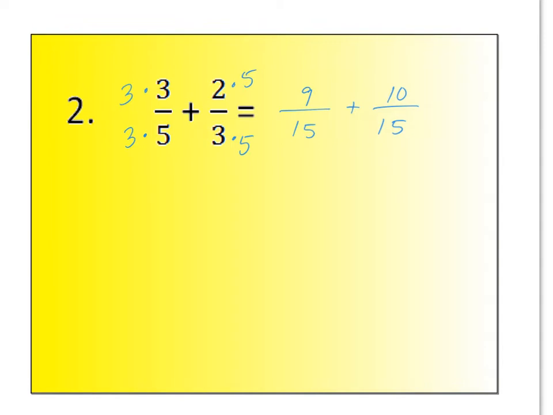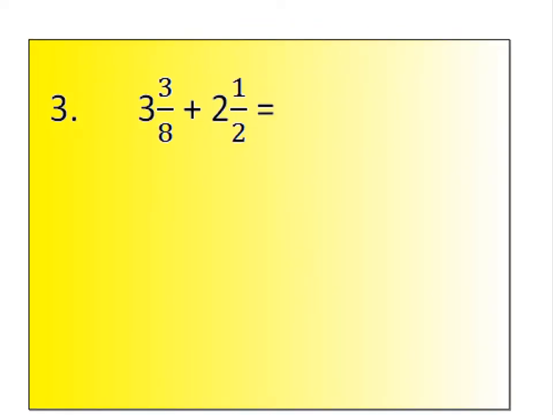Now you can add these fractions because they have a common denominator. So you wind up with 19/15, which you can leave as 19/15, or 15 goes into 19 once with a leftover of 4. So either one of these is technically a correct answer.